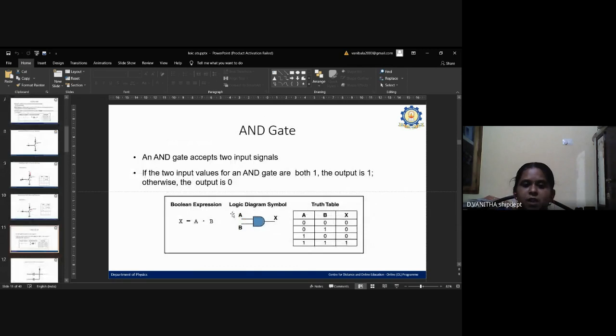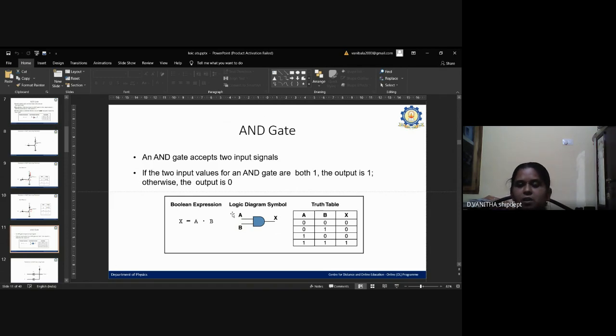Next is the AND gate. Here we are using two input signals, each of which is 0 or 1. We get only one output. The Boolean expression for the AND gate is A dot B. Dot means multiplication here. The logic diagram symbol for the AND gate is given here.